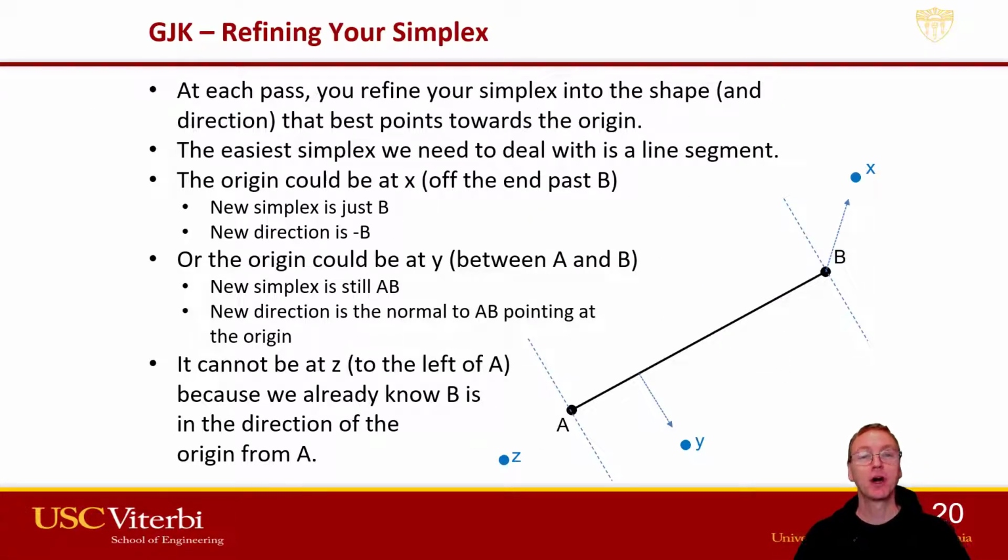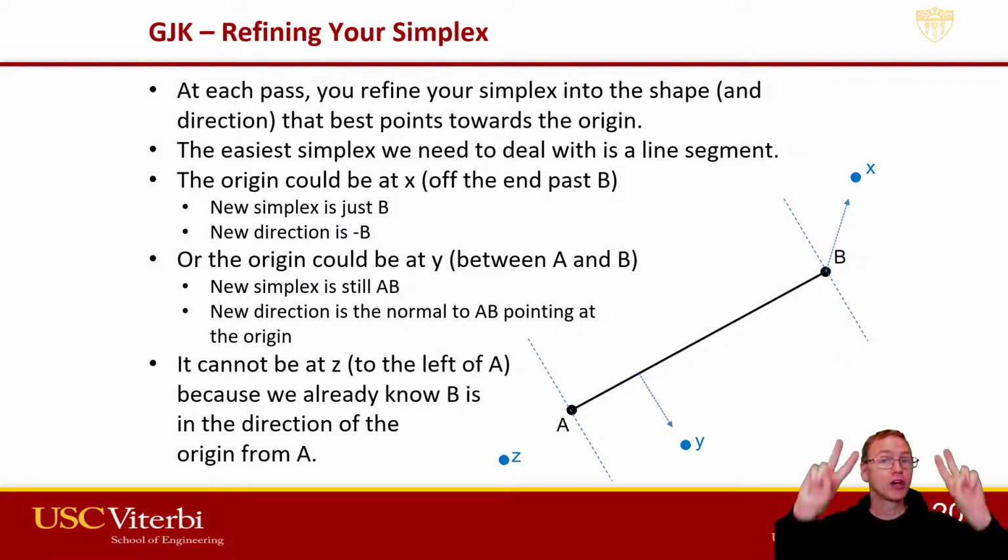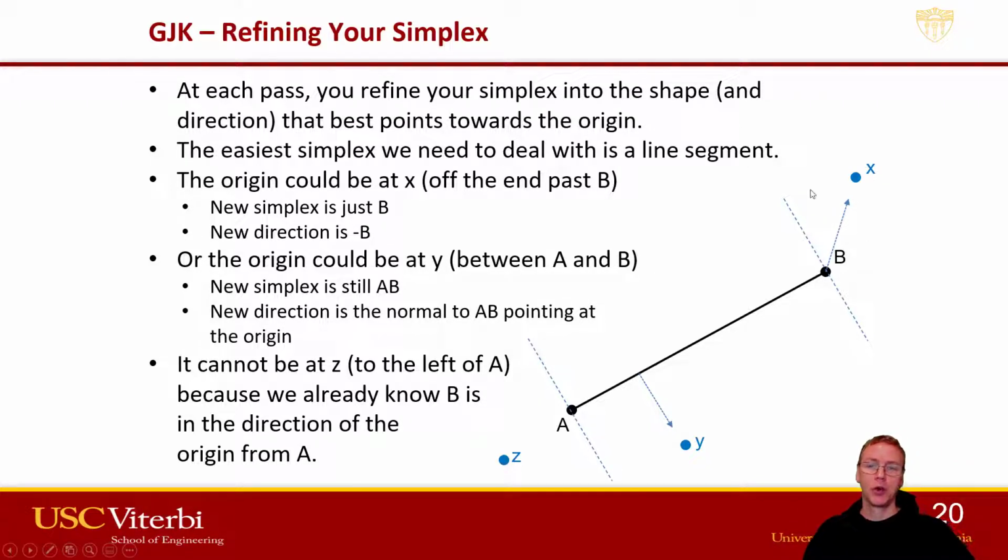That brings us to the next vocab word, refining the simplex. We learned about a simplex. We saw that we have a 0, 1, 2, possibly a 3 simplex. And at each iterative step, we take the simplex we have and refine it. What does that mean? It means we take a look at the shape that we've got, and first we ask, does it enclose the origin? If it does not, we need to refine it.